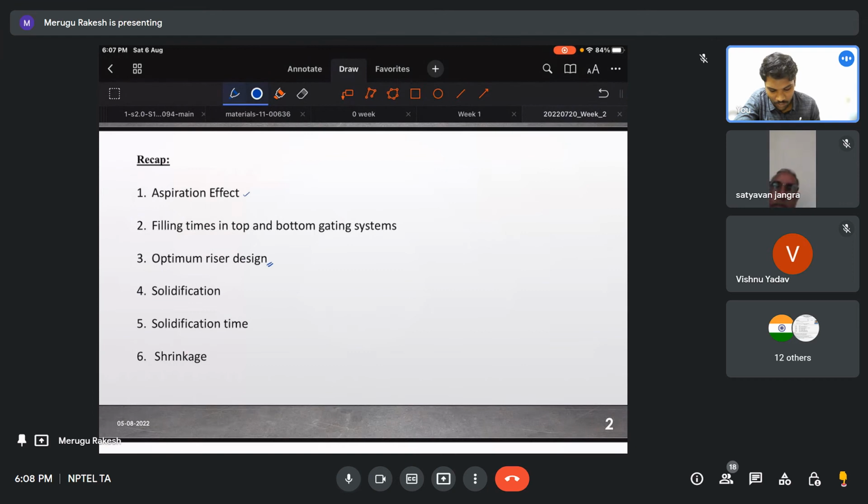Then the solidification, which is a very interesting topic, how the metal solidifies in metals as well as in alloys, and what happens during the solidification of alloys. Then the solidification time, where Chvorinov's rule was taught, and the relation between the volume of the casting and the surface area. And finally the shrinkage: why shrinkage happens, the types of shrinkages, and how to overcome and avoid them. That is taught in this topic.